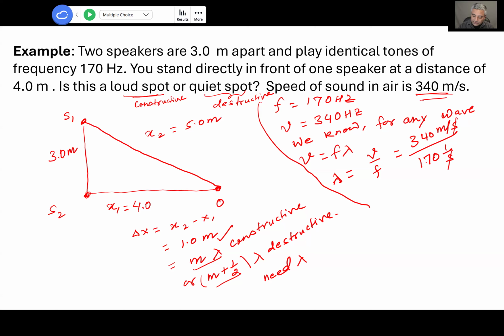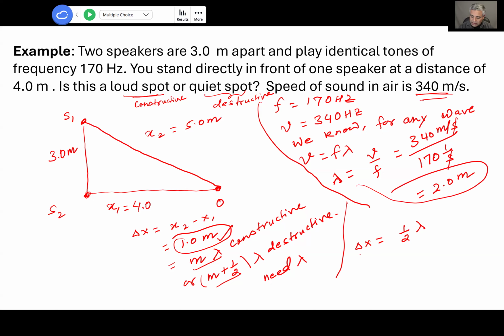So what do we get? 170, 340. I think it's exactly double. So this is 2 meters. Okay. 2.0 meter. So that means delta x is half of wavelength. See, it is 1 meter we found, right? Delta x, we found 1 meter. But here, wavelength is 2 meters, means this path difference is half the wavelength.